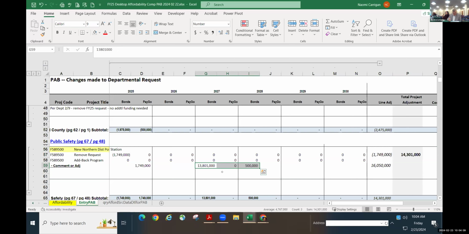Okay, I think we need to keep that. They definitely need that. Michael, can you close the chat? So that was the new Northern District Police Station we were talking about. We're adding the full request to the budget. Okay, we want to add the request for that police station in. Okay, all right, yes. So we're adding $14.3 million to that capital project.